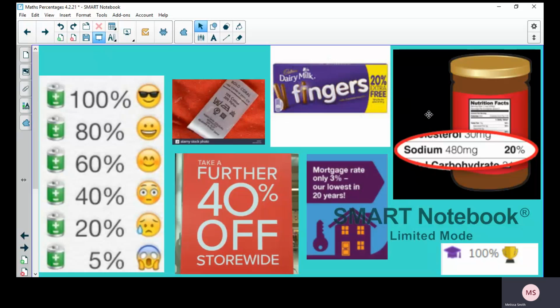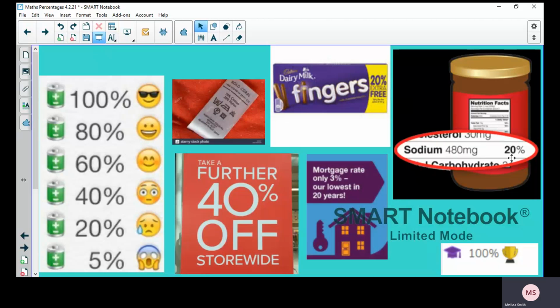You might see this on food labels. If you go and grab a packet of crisps or something in your house which is in packaging, you will see on the labels where it tells you the amount of salt or fat or sugars.